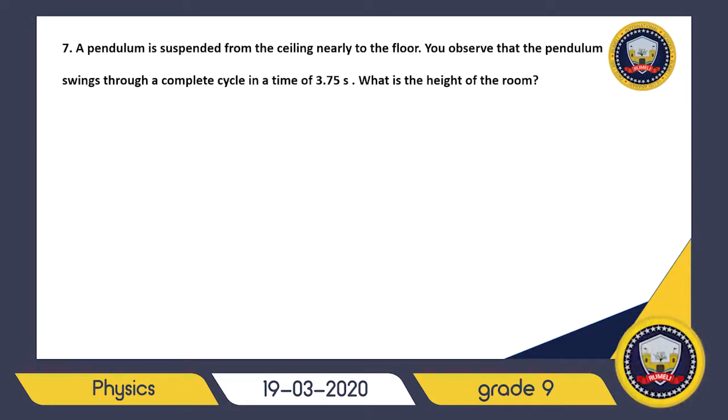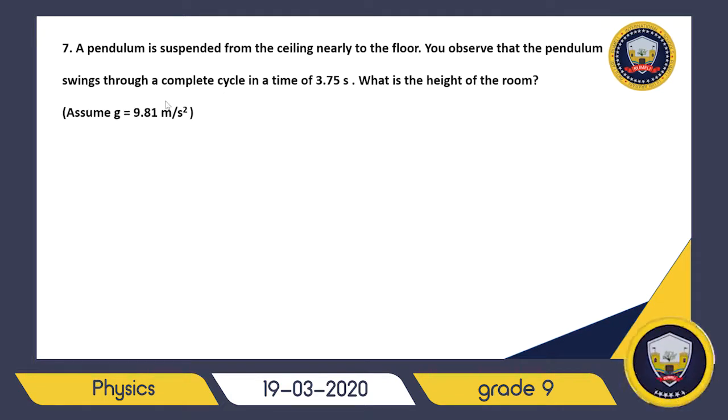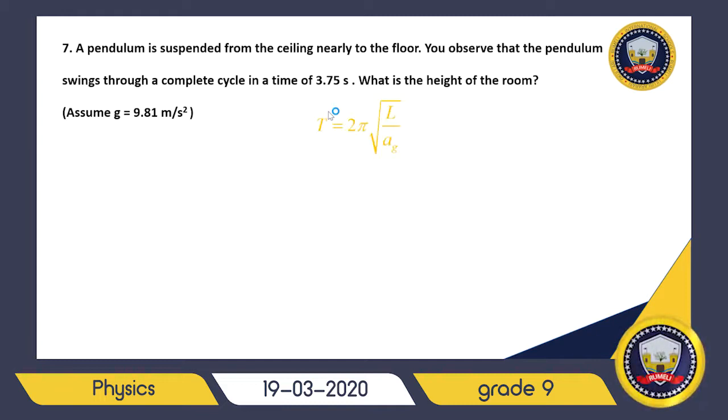Another example. A pendulum is suspended from the ceiling nearly to the floor. You observe that the pendulum swings through a complete cycle in a time of 3.75 seconds. What is the height of the room? Here we are asking about height, L, so we use the other formula of period. Assuming that g equals 9.81, the free fall acceleration, since we have g and the period and we are asking about L, we use T equal 2 pi square root L over g.